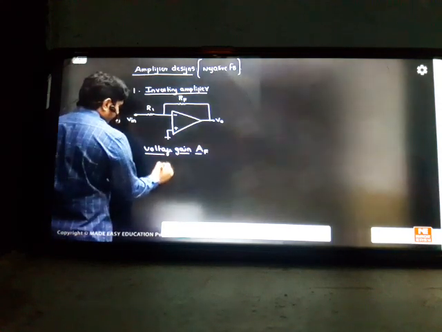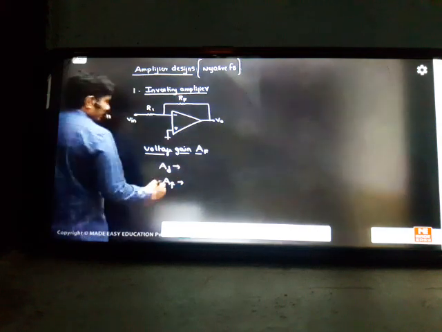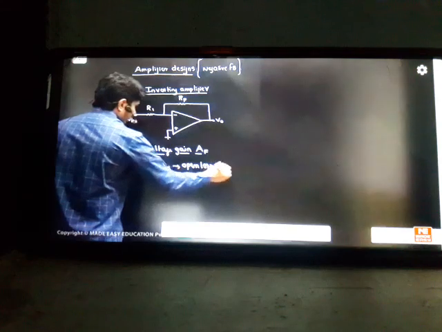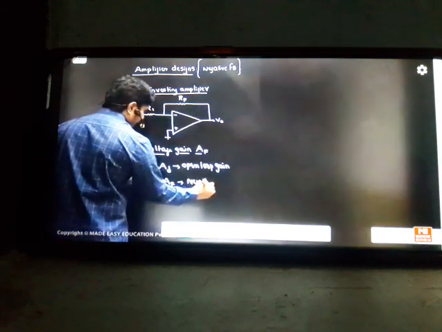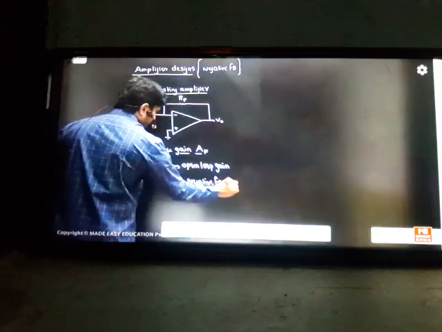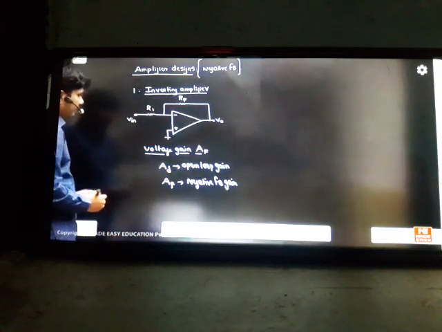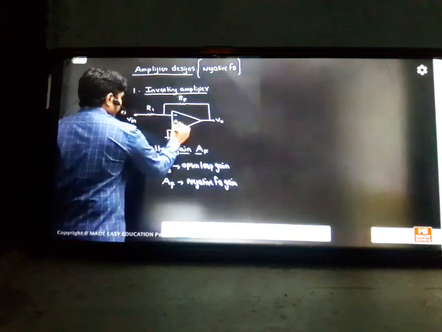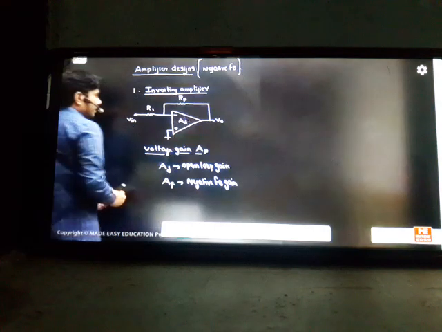AD and AF both terms will confuse you, so try to give the indications. AD in this class we call the open loop gain. AF we call the negative feedback gain. So both are different: AD is open loop, AF is negative feedback gain. Now I'm not interested to find AD, I'm interested to find AF. But you have to tell what the gain is in this amplifier. Suppose the open loop gain AD is inside the amplifier.